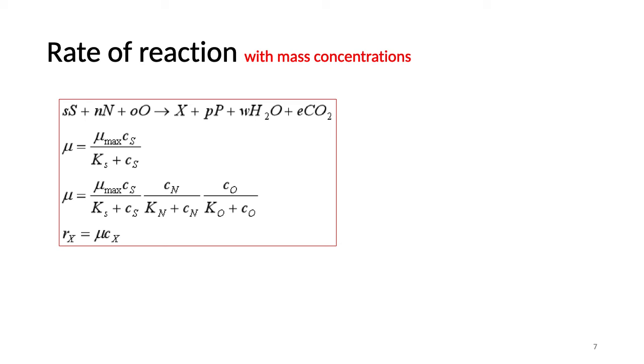COD is the amount of oxygen consumed to chemically oxidize organic compounds to end products. Nitrogen and oxygen concentrations are given in kilograms per cubic meter. Monod constants have the same units as the substrate concentration unit. Rate of cell growth Rx is given by mu times the concentration of cells Cx. It has units of kilogram COD per cubic meter per time.